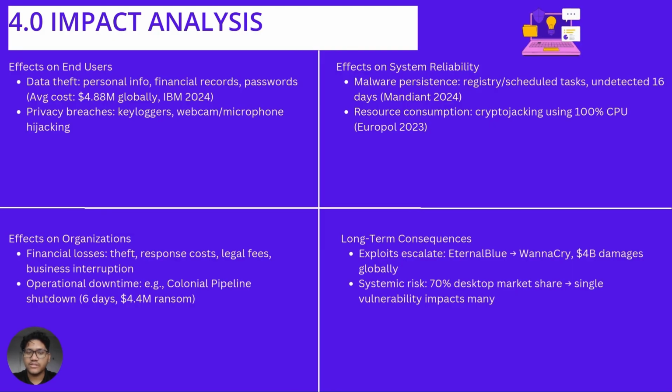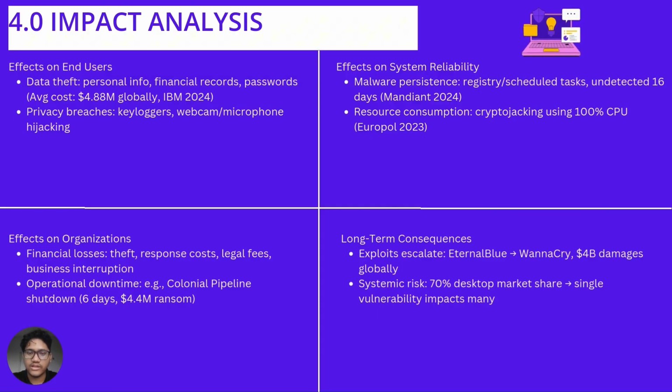Malware often maintains persistence in Windows systems by modifying the registry or using scheduled tasks. According to Mandiant in 2024, such threats can remain undetected for an average of 16 days, increasing the damage they cause. Another issue is resource consumption. Some malware, such as cryptojacking, uses system resources for malicious purposes and can consume up to 100% of the CPU, leading to severe performance degradation as reported by Europol in 2023.